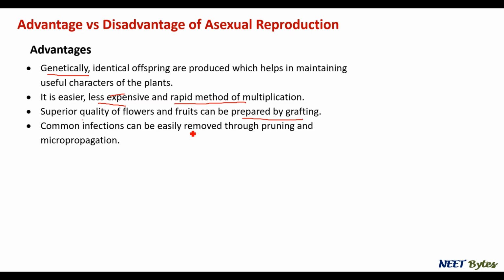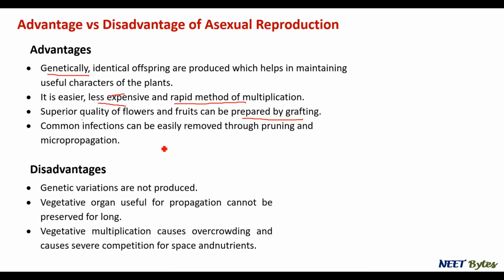But of course, there are some disadvantages as well. So of course, genetic variations are not produced, right? So they do not contribute significantly to organic evolution. Vegetative organs useful for propagation cannot be preserved for long. That is another disadvantage. Also, vegetative multiplication causes overcrowding, and this causes severe competition for space and nutrients, right? So these are some of the disadvantages of asexual reproduction.